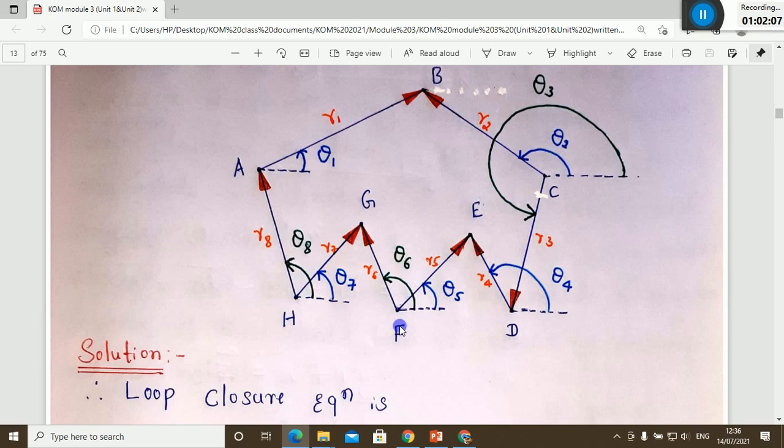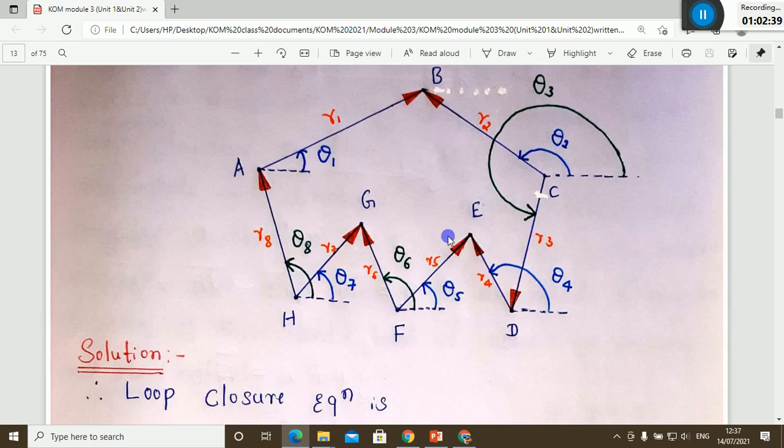And when it comes to the vector FE, it is counterclockwise with respect to the tail. Sorry, it is clockwise. Yeah, so this is counterclockwise, this is clockwise. And the magnitude of this vector FE is given as R5. And theta you need to measure counterclockwise, that is theta 5, with respect to the tail and with respect to the positive real axis. This will be your theta 5.